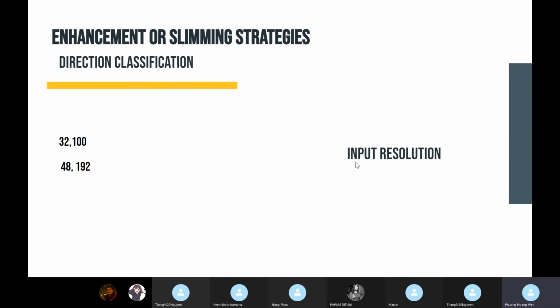The next strategy is the input resolution, where in most previous text recognition, the height and the width of the normalized image is set as 32 and 100. But in PP-OCR, because the backbone is very light, we can set the height and the width as 48 and 192. And we can conclude that it improved the accuracy of the direction classifier.